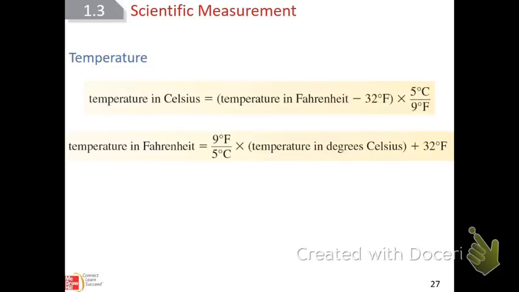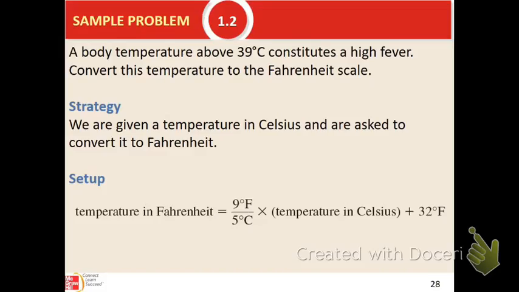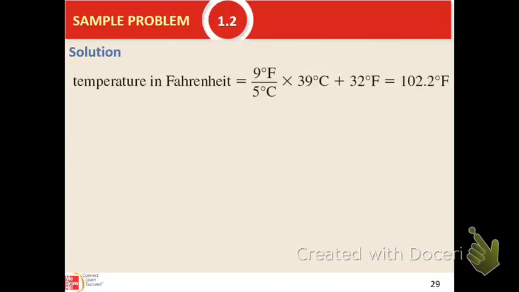Yep, body is at 39 degrees Celsius, constitutes a high fever. Convert this to the Fahrenheit scale. And so it gives it to us in Celsius, so we're going to say Celsius times 9/5, which is 1.8, and then we're going to add 32 to it. It tells you exactly how to do there. So that's 102.2 degrees Fahrenheit. 1.8 times 39, and then you're going to add 32 to that. See how that works?